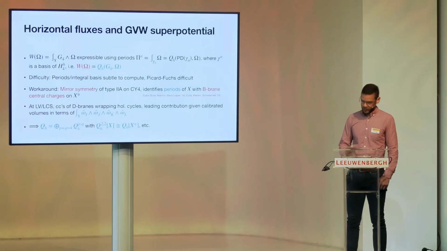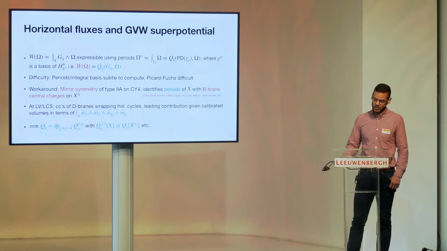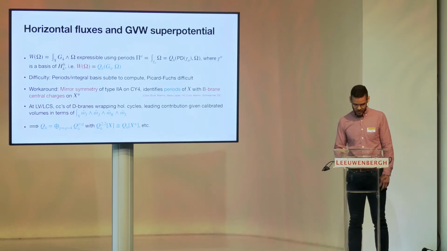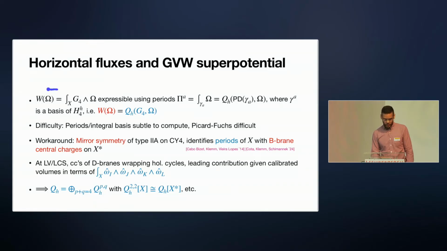Okay, so that's vertical fluxes. What about horizontal fluxes in relationship to the Gukov-Vafa-Witten superpotential? Well, as I mentioned before, the superpotential is given by this expression. It's the integral of G4 wedge with the holomorphic 4-form of the Calabi-Yau. And this can be expressed in terms of the so-called periods of the Calabi-Yau, which are just given by the integral of the 4-form over some 4-cycles, which are a basis of the horizontal homology subgroup. And again, this entire thing can be written in terms of a pairing. If you like, you can think of this as a lattice pairing.